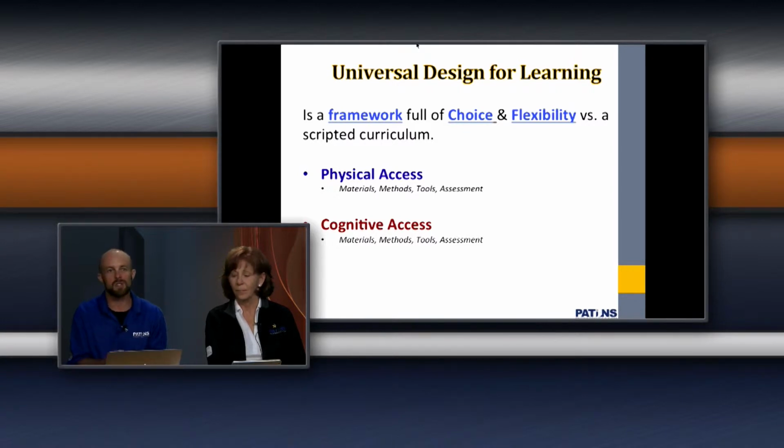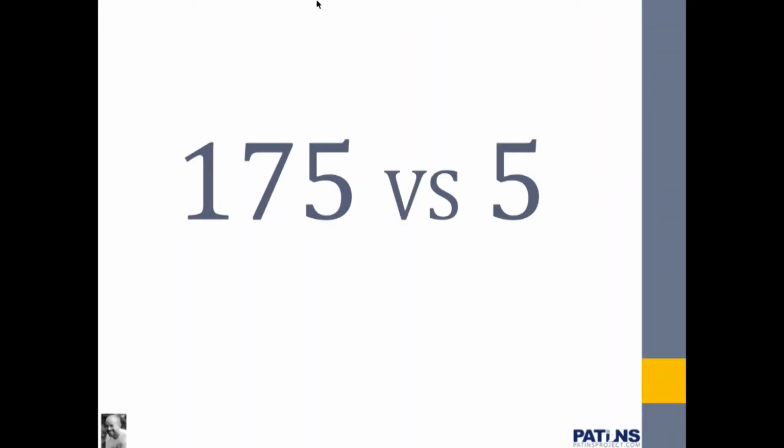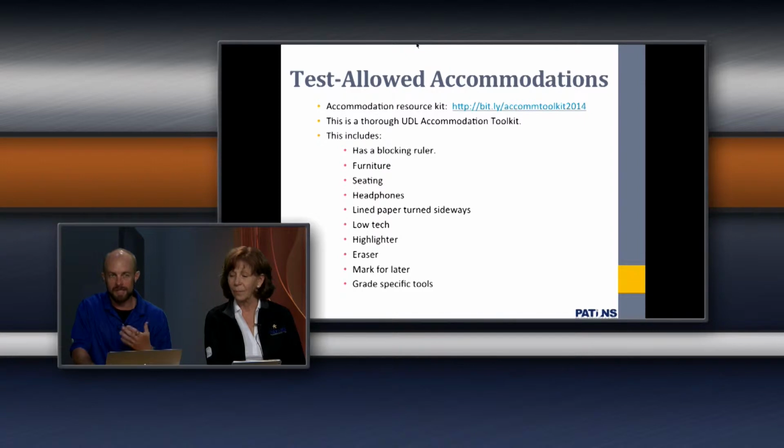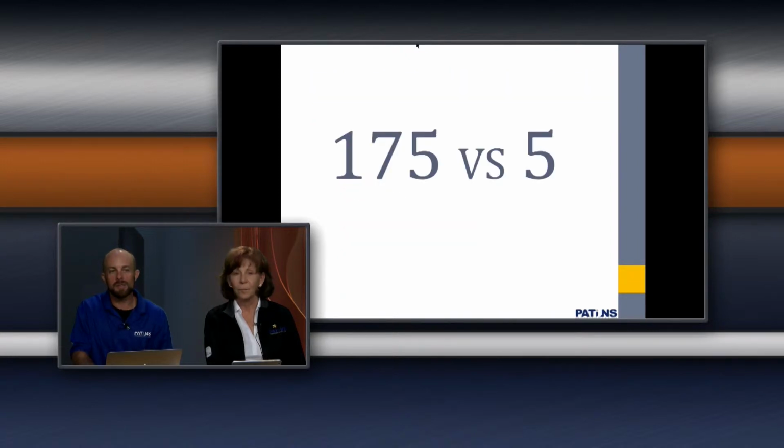But cognitive access as well. It's important that we still address grade level standards, but we have to do something with that to make it cognitively accessible. Even though there's certain accommodations that are allowed on the test, we may have 5 days of testing, and so we like to use this term 175 versus 5. 175 refers to the rest of the school year, whereas the 5 refers to maybe those 5 days of testing. Even though during those 5 days of testing we may have this specific test allowed accommodations, during those 175 days we have a lot more things available to us.